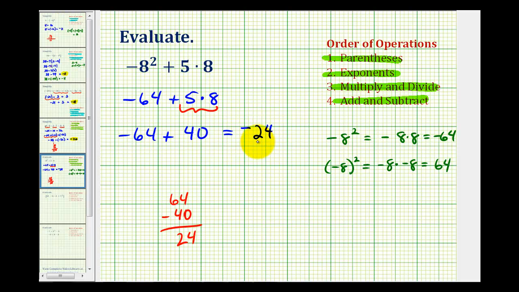Now I always like to check to make sure this makes sense using the money analogy. We can think of negative 64 as a loss of $64, plus a positive 40 would be a gain of $40. Well, if we lose $64 and then gain $40, we're still down $24, so negative 24 makes sense.